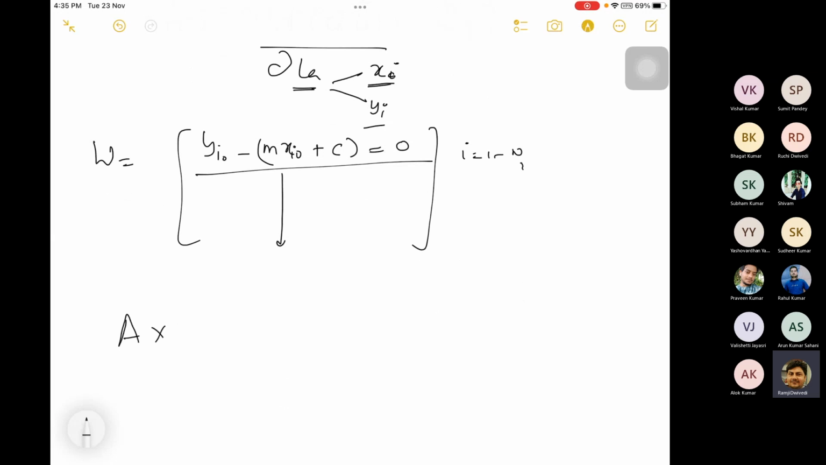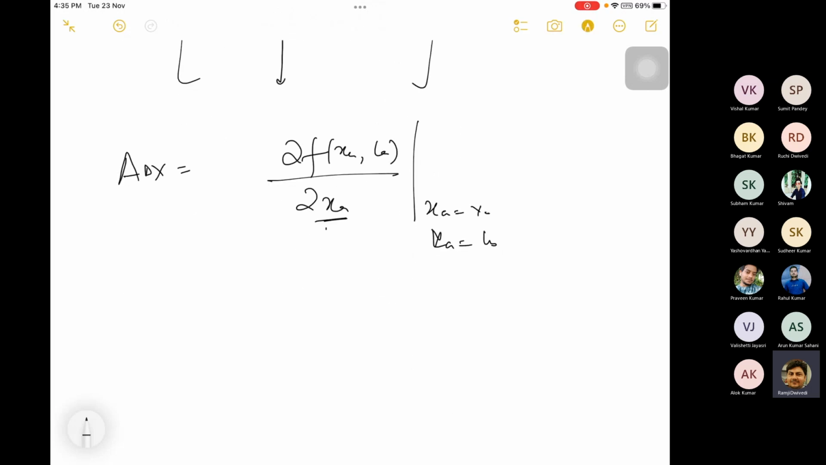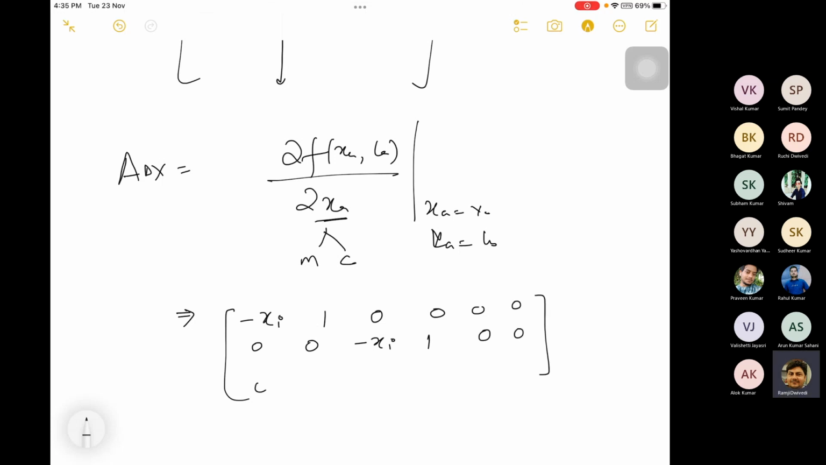Then for A delta X, what will you do? The function value with respect to XA, at XA equal to X naught and LA equal to LB. So what is your XA? XA is your M and C, isn't it? So first you will go for M, then you will get minus XI. And then you'll go for C, then you'll get 1 0 0 0, then 0 0 minus XI 1 0 0, and then 0 0 0 0 minus XI, it would be minus 1 because C is also, so that will become delta M and delta C.